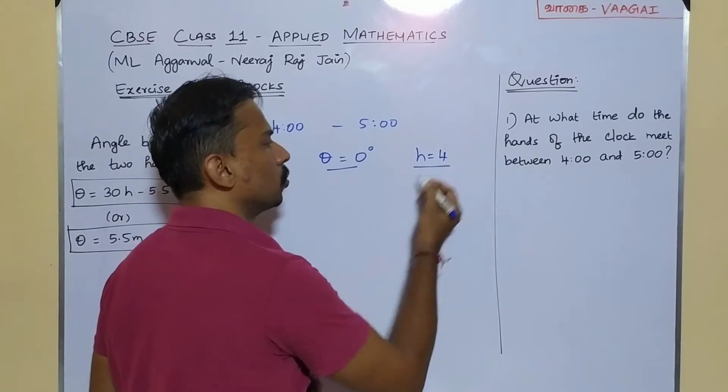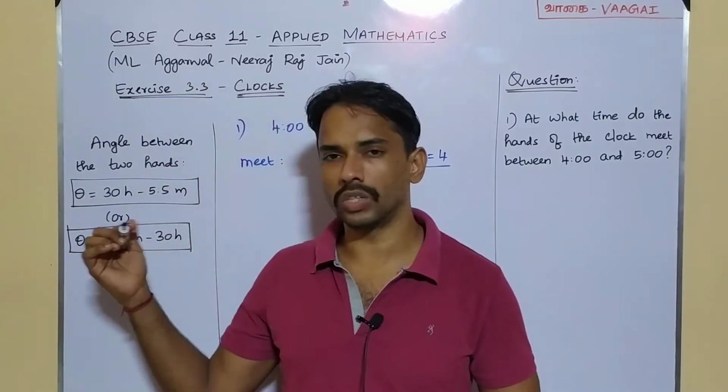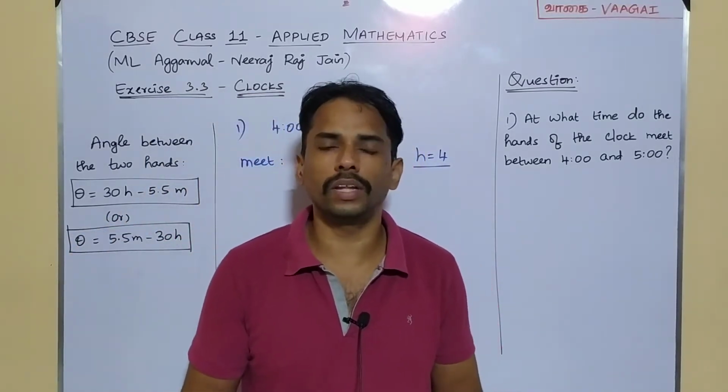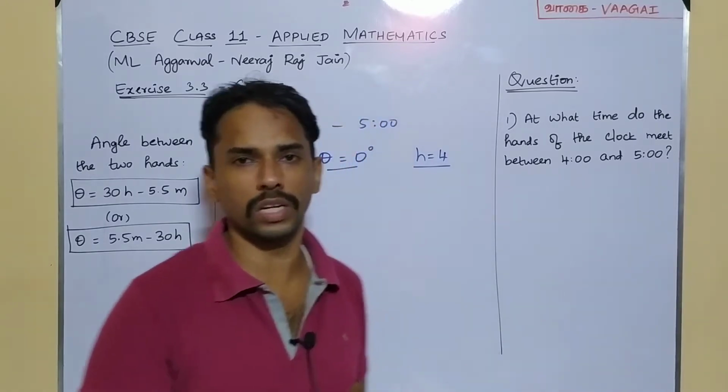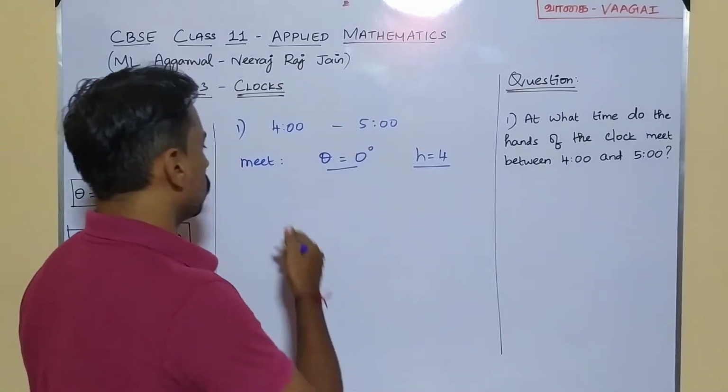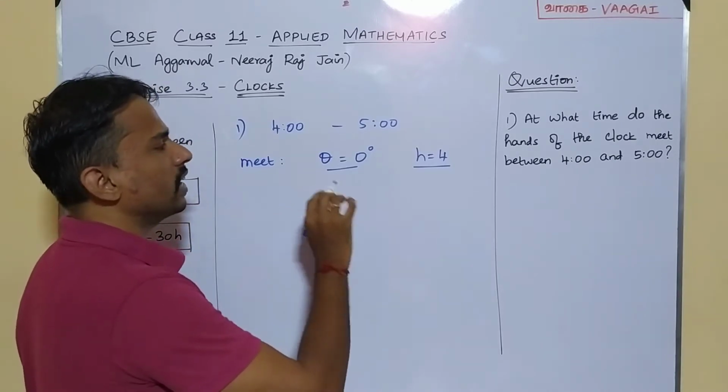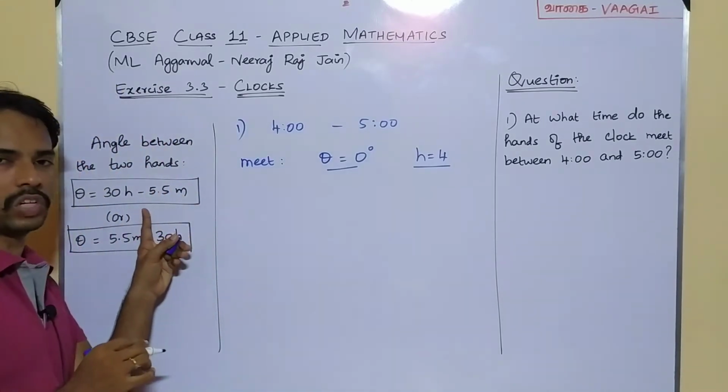Just substitute these two values in this formula, and we will get the value of m, which is what the question asks. Yes, we'll proceed. So theta will be equal to 30h minus 5.5m. I'm going to use this first formula.